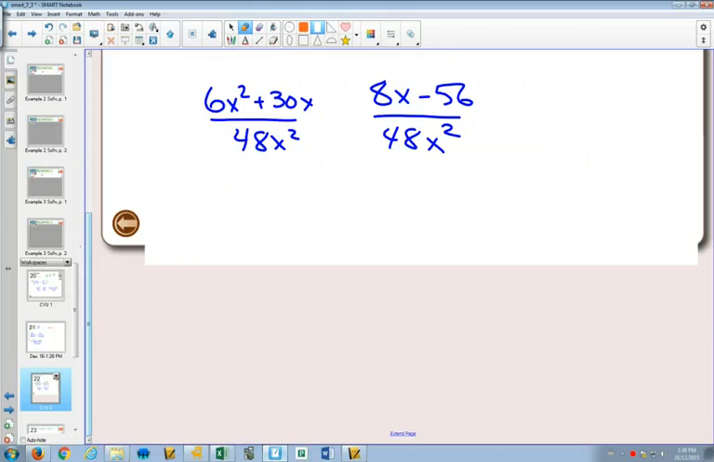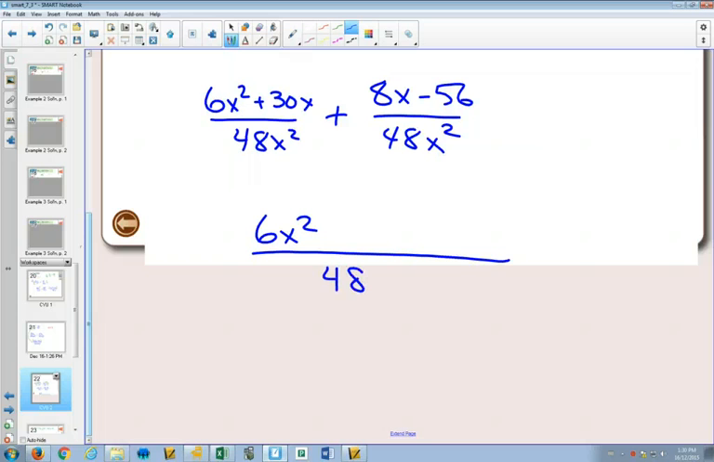So now that we've got a common denominator, we can add the tops. There's a plus sign in between here, right? It'll all be over 48x squared, because that's our common denominator. We have some like terms, because 30x plus 8x will be 38x minus 56. So although you might be tempted to simplify just the 6 and the 48, right now you have to think: this whole thing, all those adding and subtracting, is grouped together. Is there anything you can factor out of that? You can take out a 2.